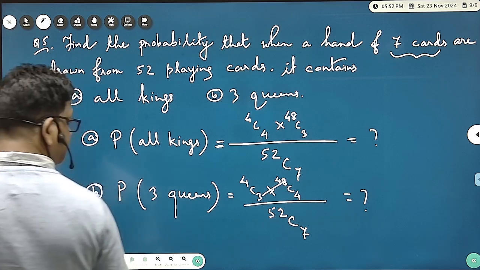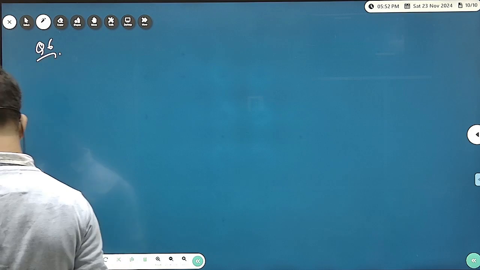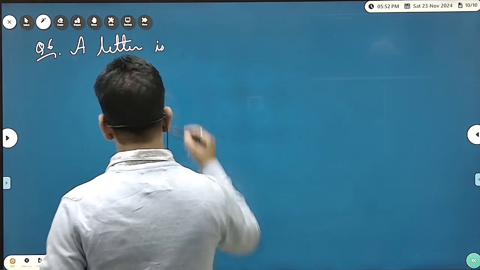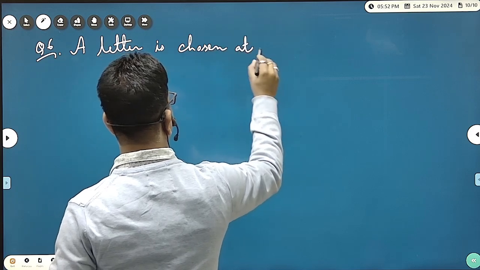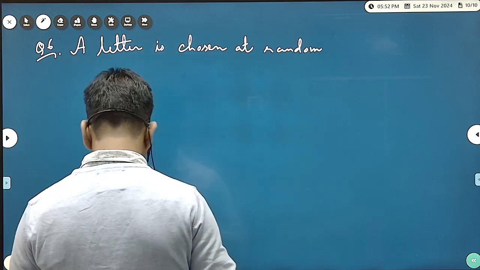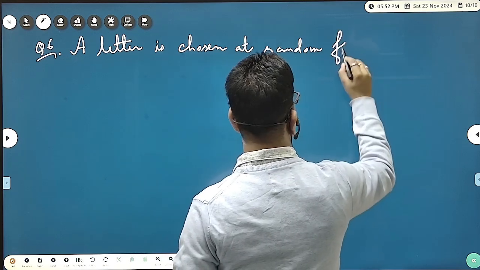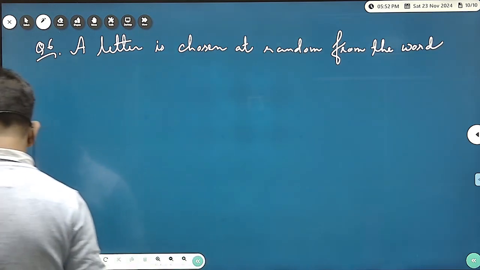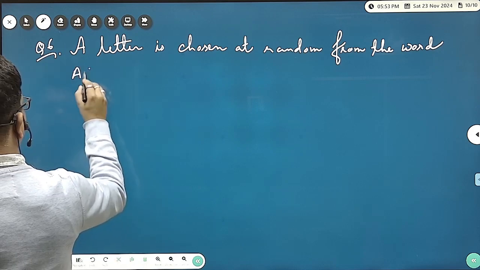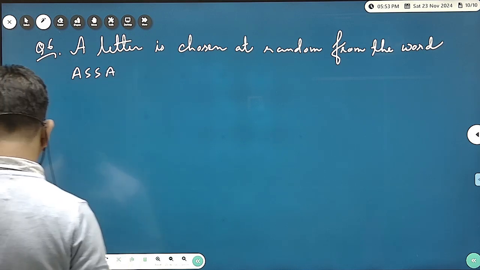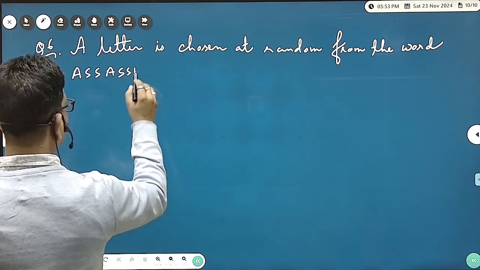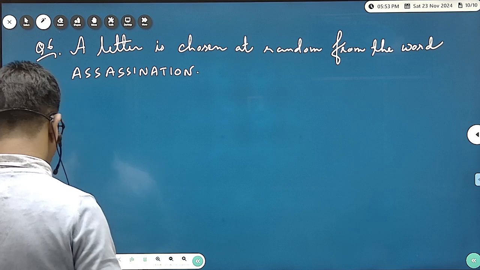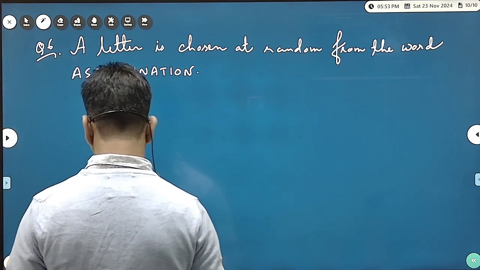Alright, write the next question. Now you will understand the difference between that question and this, okay. Everybody will try this question. A letter is chosen at random from the word assassination. Now you'll be able to correlate what you have learned in your other classes with what you're learning, because some of you did not get the combination concept. A letter is chosen at random from the word assassination. Find the probability that it is a vowel.